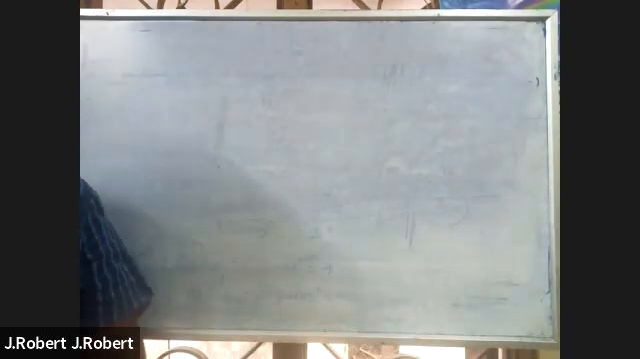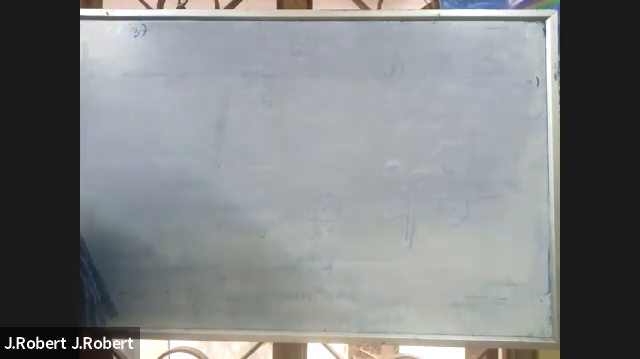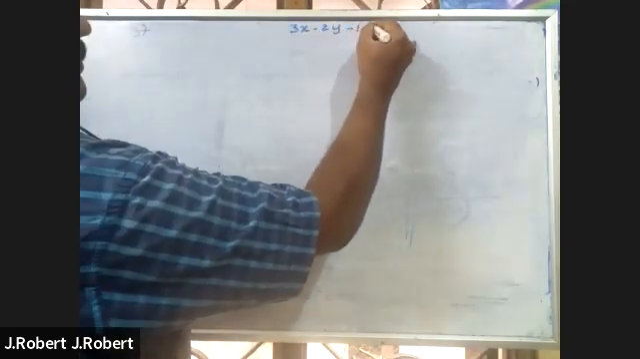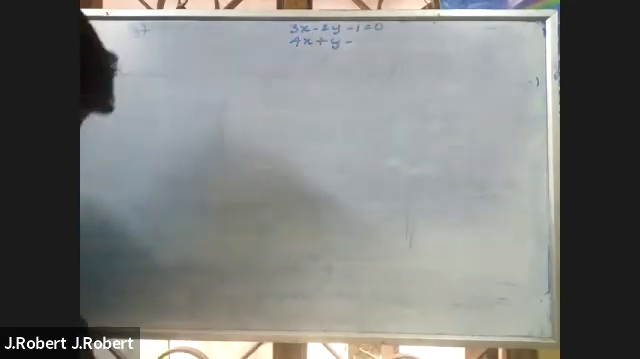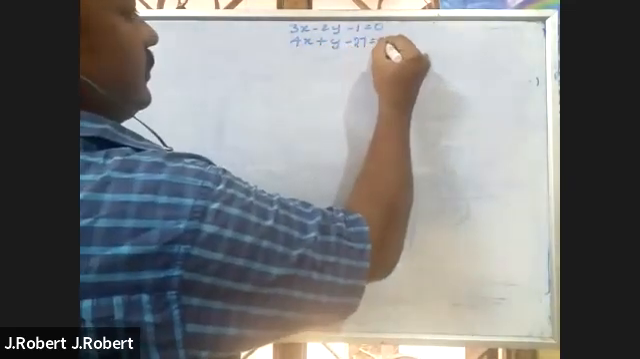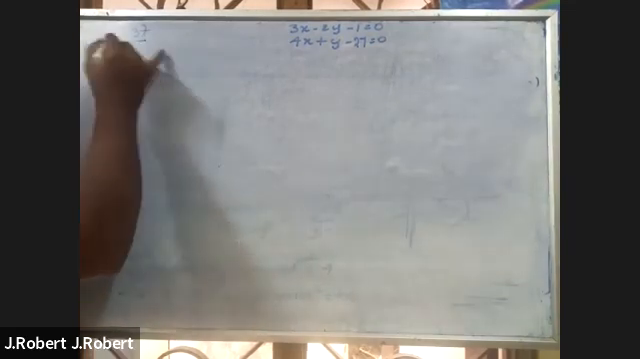The next problem. Find the equation of the circle with center 2, 3 and passing through the line of intersection of the lines 3x minus 2y minus 1 equal to 0 and 4x plus y minus 27 equal to 0. Find the equation of the circle whose center is given, that is 2, 3.